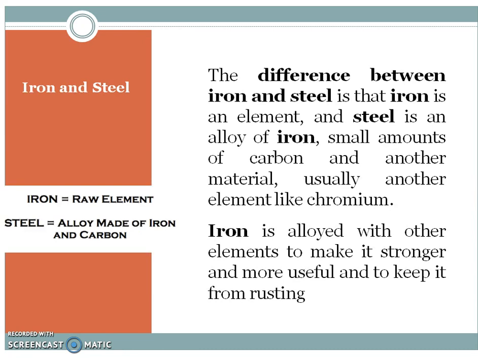So we say iron and steel. Is there any difference between iron and steel, or are they the same? So we shall discuss that. Iron is nothing but the raw element. Then what is steel? Steel is nothing but an alloy made up of iron and carbon. Iron with carbon makes the steel. Iron is the raw element, steel is the alloy of that. That is the difference between steel and iron. Don't get confused.